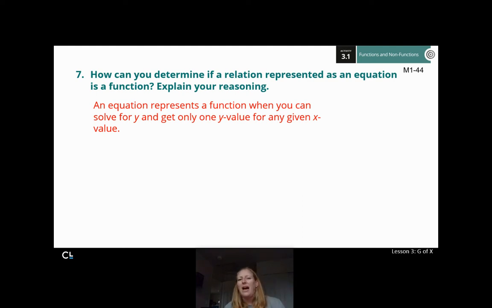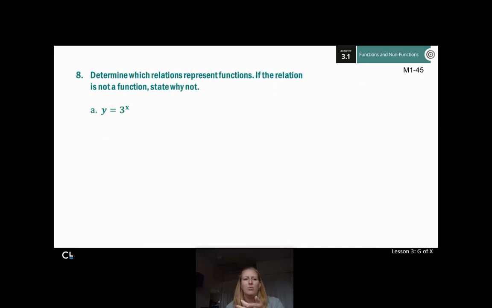Usually if I can do that, I'm feeling pretty good that it's a function. There are exceptions, but generally that's how it works. So with this in mind, question number 8 over on page M145. Question number 8 has a whole bunch of these. I just have part A up on the screen, and I think you have A through F.